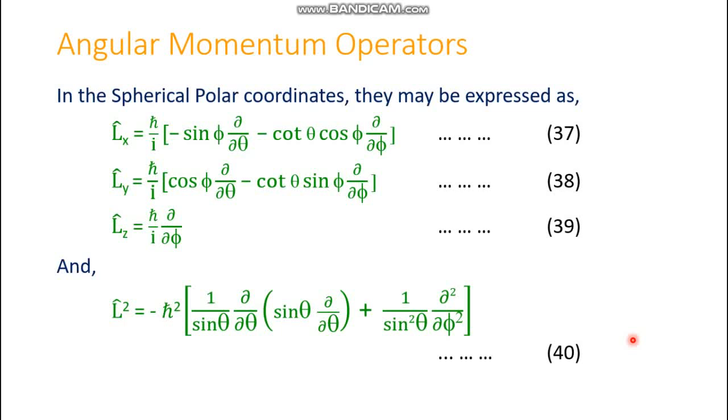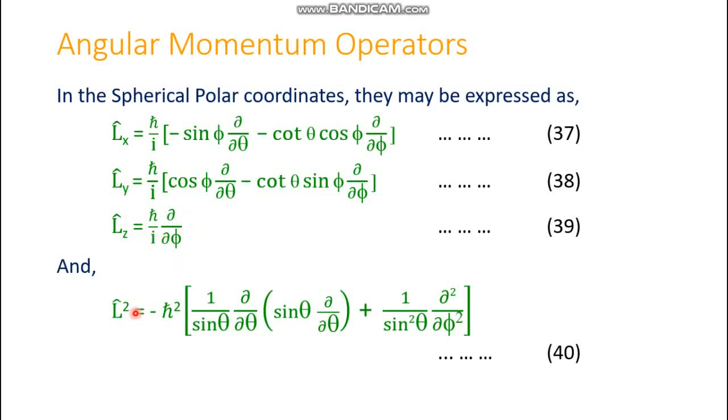And in the spherical polar coordinates, these three equations may be expressed as Lx equals minus i h cross or h cross by i into minus sine phi del theta minus cot theta cos phi del phi. Ly equals h cross by i or minus i h cross into cos phi del theta minus cot theta sine phi del phi. And finally, along the z-axis, it is Lz cap equals minus i h cross or h cross by i into del phi.